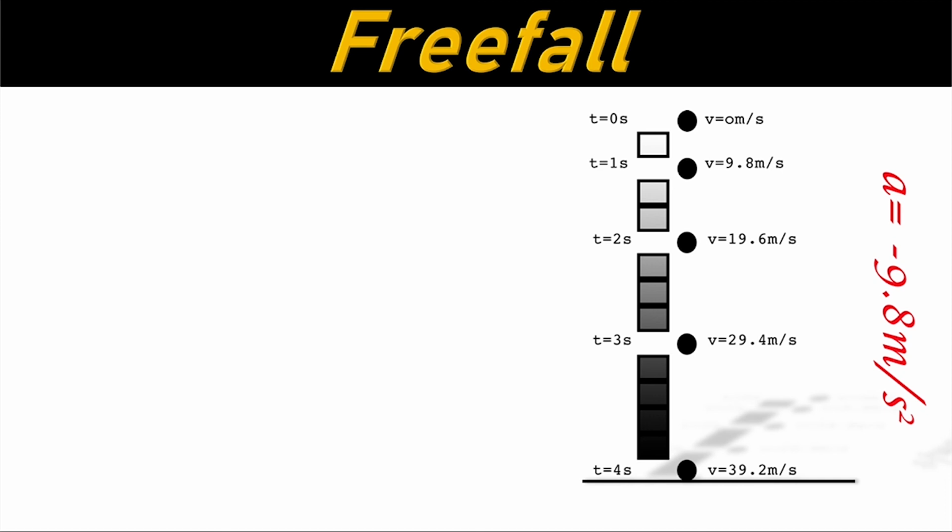So here's a little diagram on the right over here showing an object starting off with 0 meters per second at the top, and then you can see the velocity is changing as it's falling, and you can see the different times as it goes.